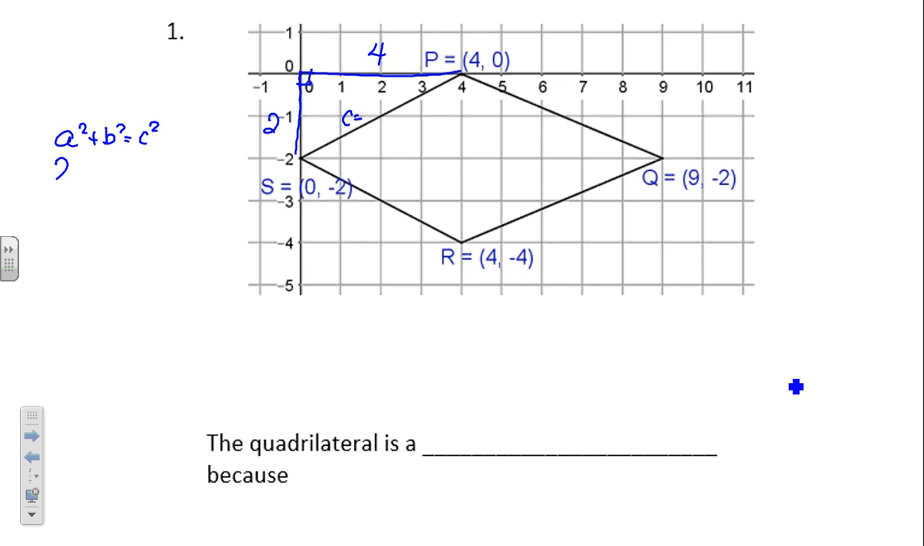So 2 squared and 4 squared gives me c squared. What's 2 squared? And what's 4 squared? So we've got 4 and 16. So this is the square root of 20. So I need to see that you made a triangle, that you found out, you counted how much vertically and horizontally it was, and how long that side is.